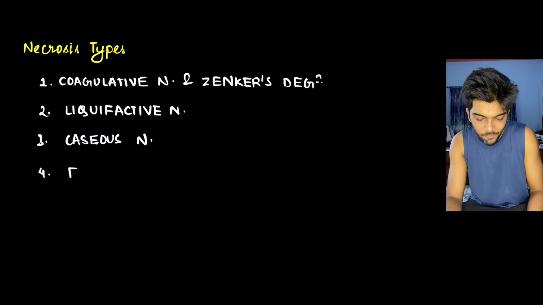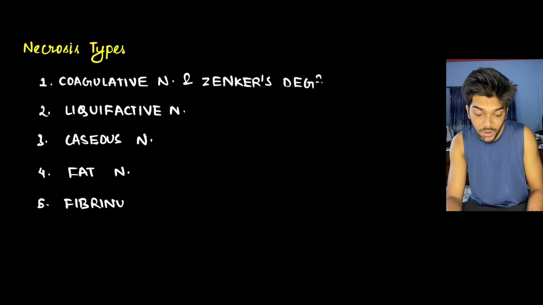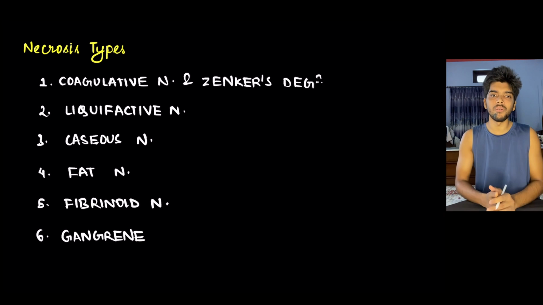Number four, fat necrosis because there is fat involved. Number five, fibrinoid necrosis. Fibrinoid refers to fibrin-like. So in this necrosis, there is fibrin-like deposition. And number six, which is a clinical term, that is gangrene. So keep it in your mind. These are the necrosis that we are going to learn about.